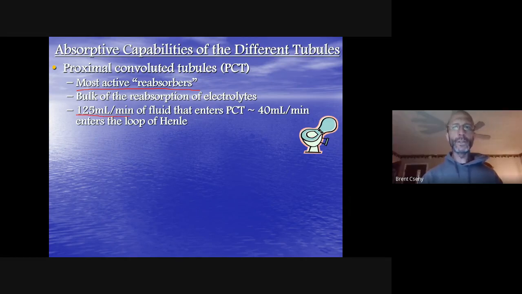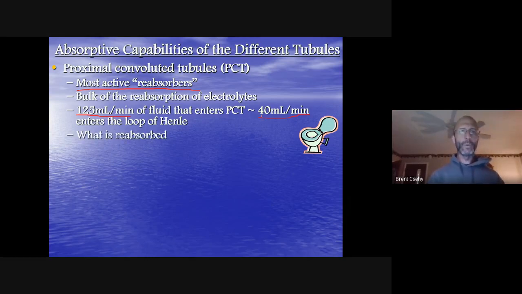125 mils per minute enter the PCT. 40 mils per minute enters the loop. So from the time it begins to the time it stops, about 80 mils per minute. I'm not going to do percentages for you because I don't have my calculator. I can't do math in my head, but that's a lot. Obviously about a third is left over, less. That's how active the PCT is.